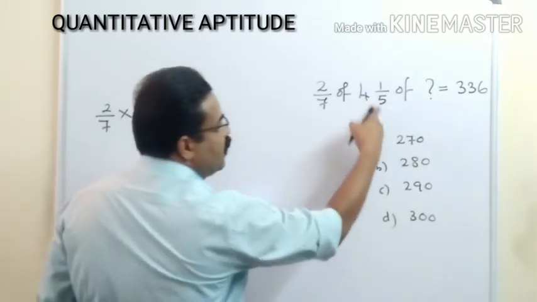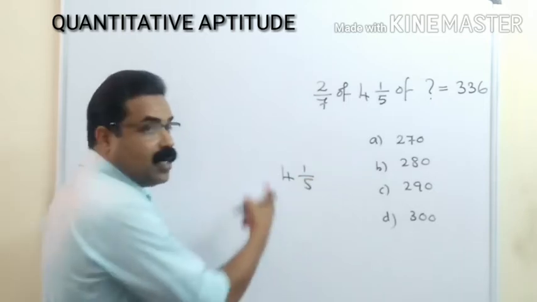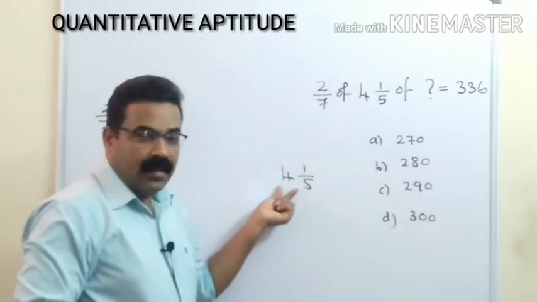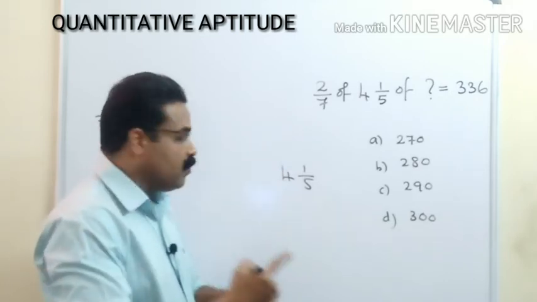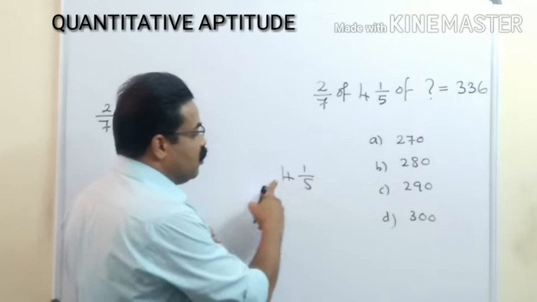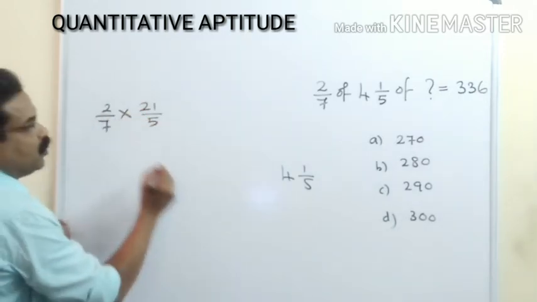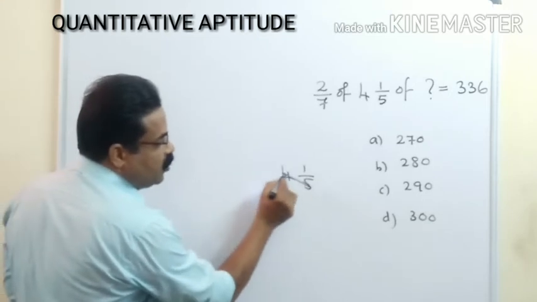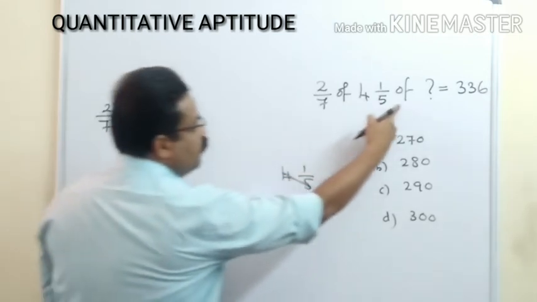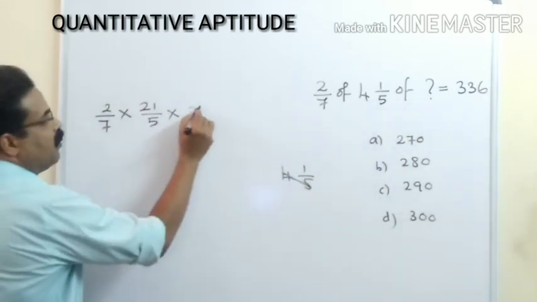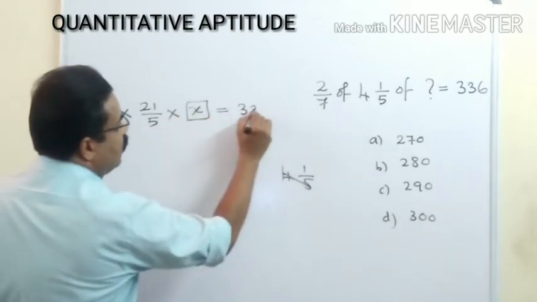4 1/5. When I have 4 1/5, you know how to convert it into an improper fraction. This is a mixed fraction, so we have to convert that into an improper fraction. So 4 5s are 20, 20 plus 1, 21. So I can write it as 21 by 5. Into again of a number. Which number we don't know. I am taking it as x. So this x, I'll get the answer 336.